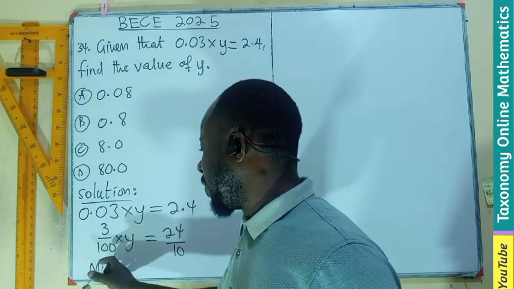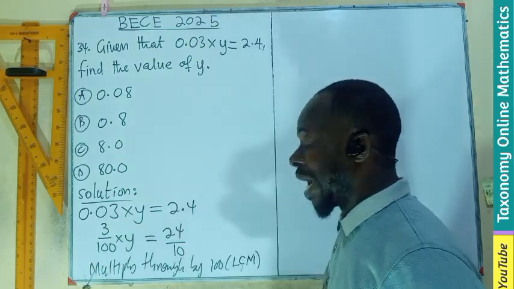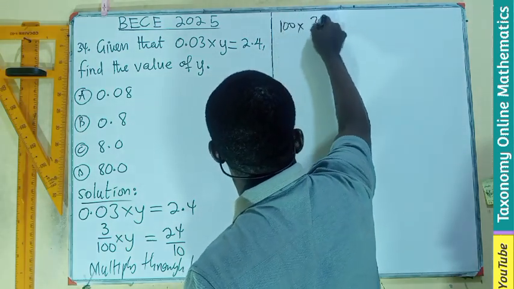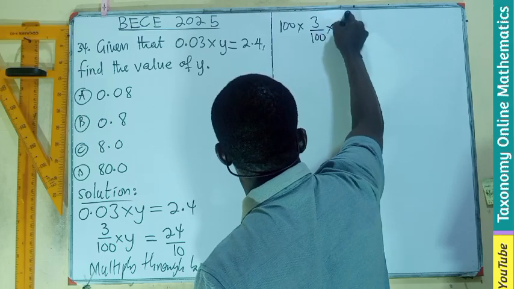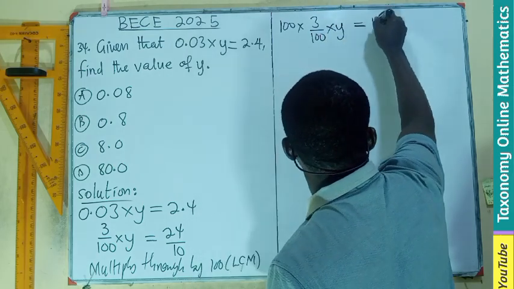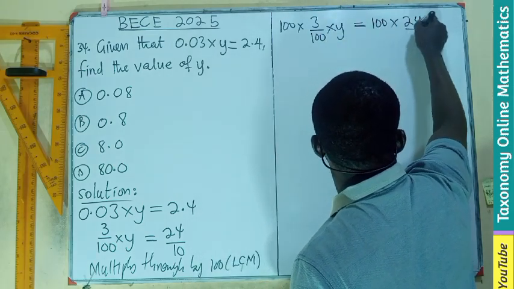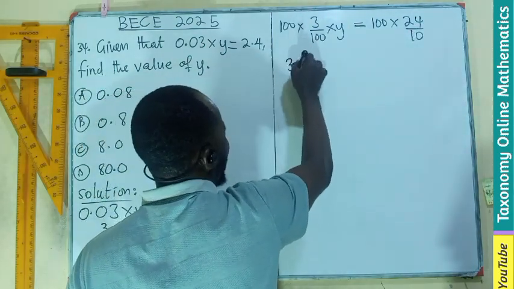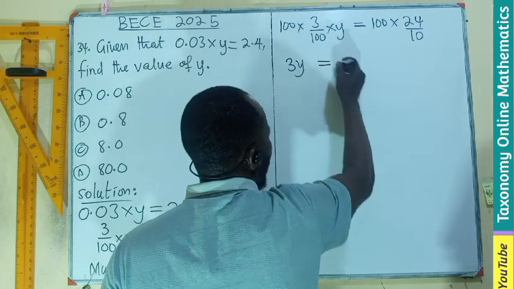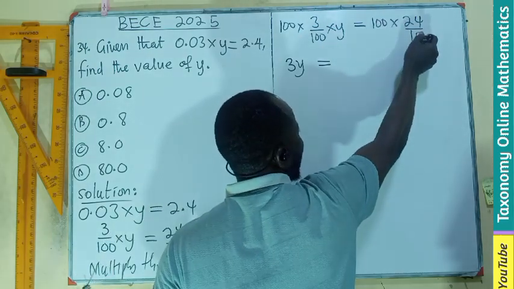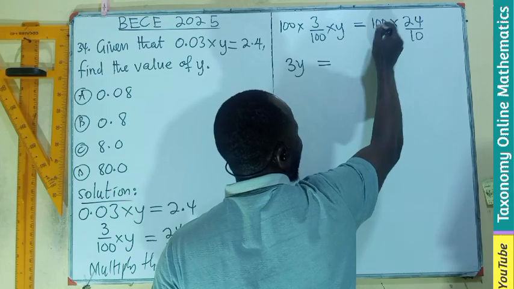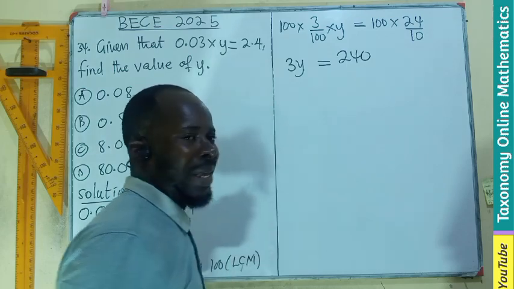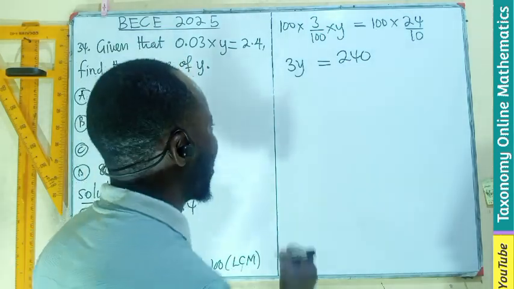So here we multiply by the 100, which is the LCM. That means I should have 100 times 3 over 100 times y equals 100 times 24 over 10. The 100 will cancel from here, leaving us with 3y, as in 3 times y, equals to this here. This will cancel this, so you should be left with only 10 times 24. That's 240. But it is y you are looking for, not 3y.